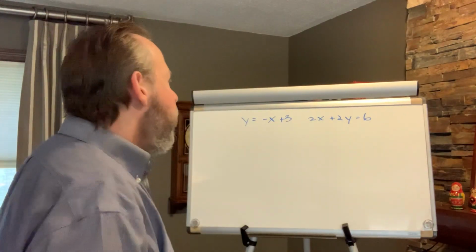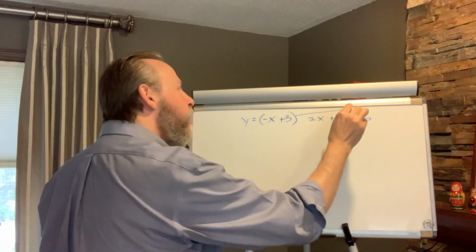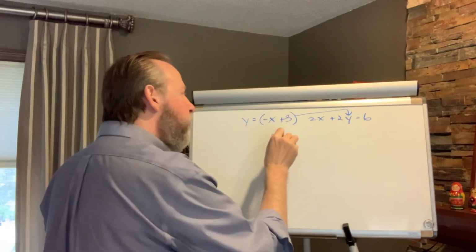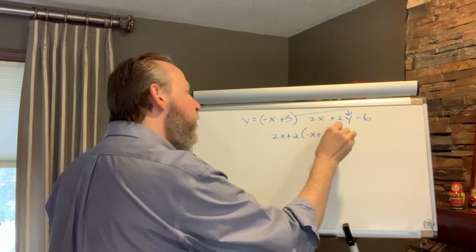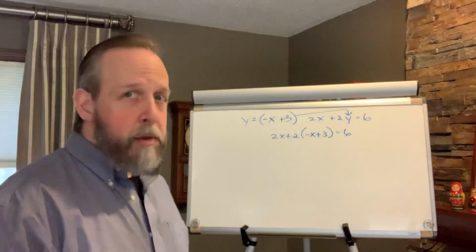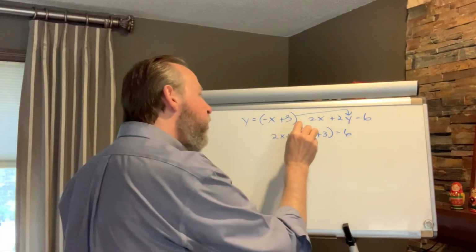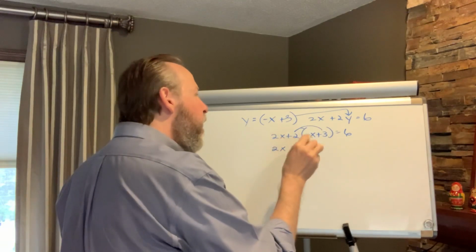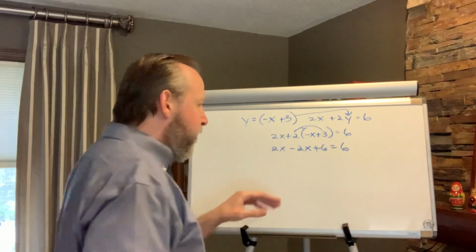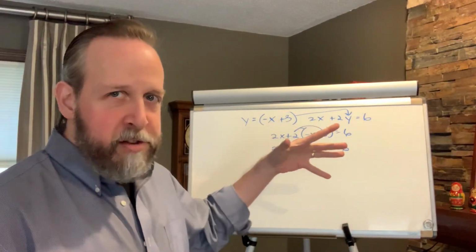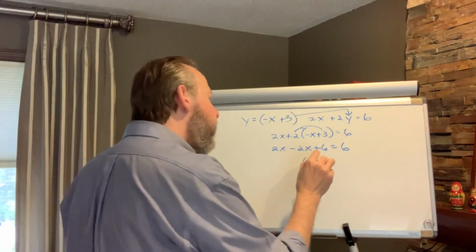I am going to just plug this in. So substitution, this goes in right there. So we get 2x plus 2 times negative x plus 3 equals 6. It's just substituted the values in. Now I have to distribute that 2 right there. So 2x minus 2x plus 6 equals 6. On this side, 2x minus 2x combines to be nothing. It drops out. And all I have here is 6 equals 6.